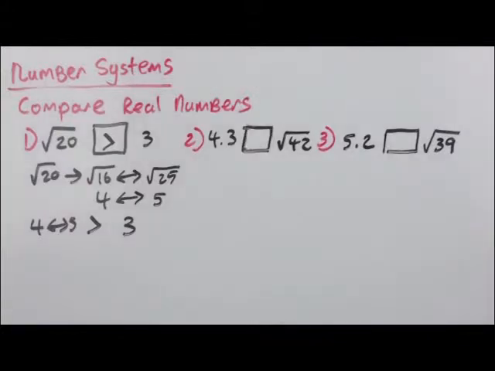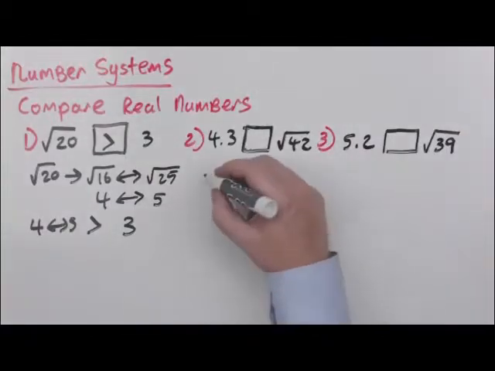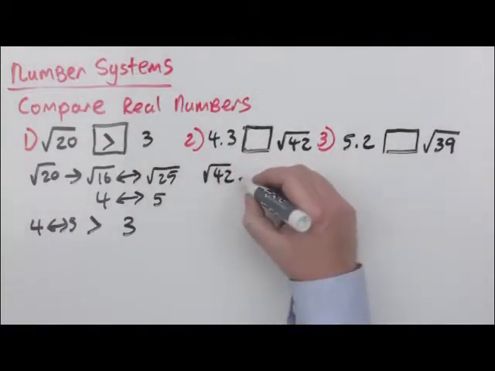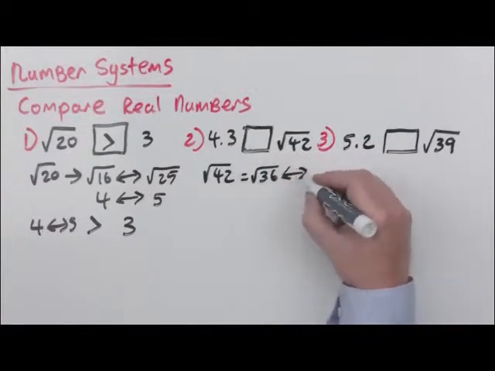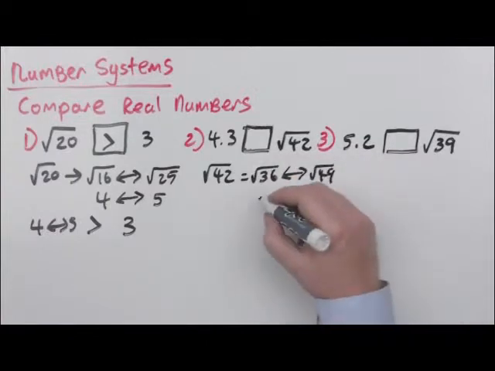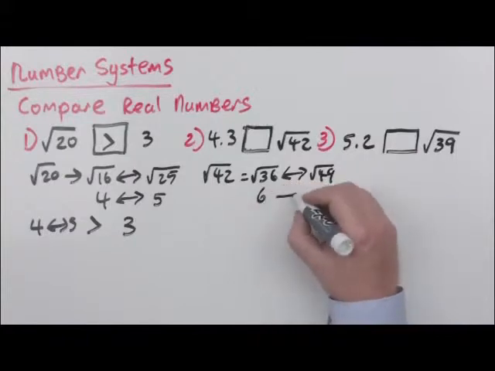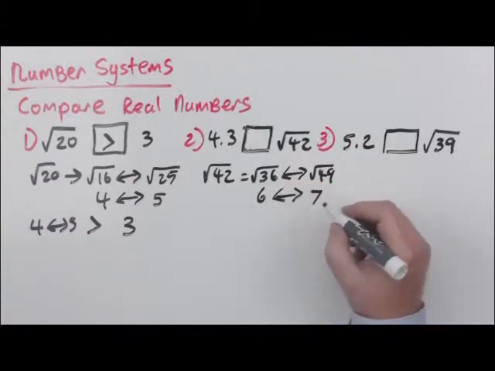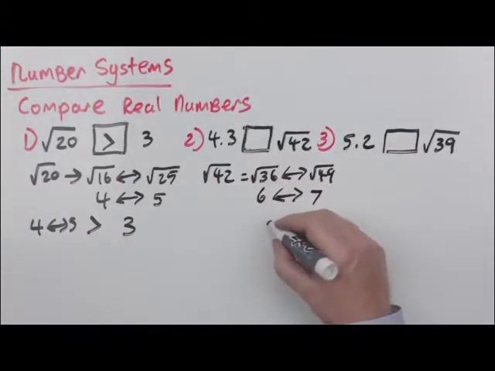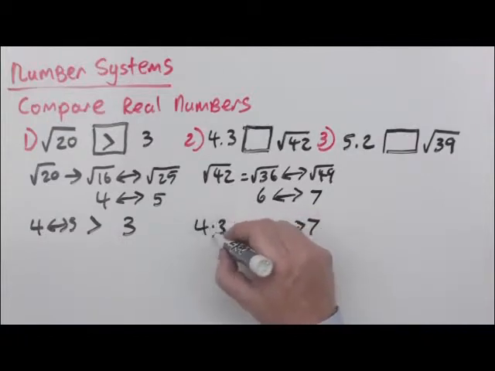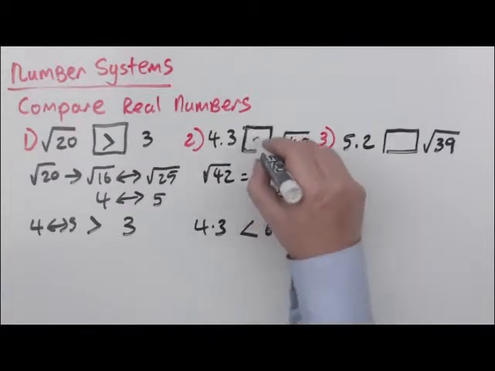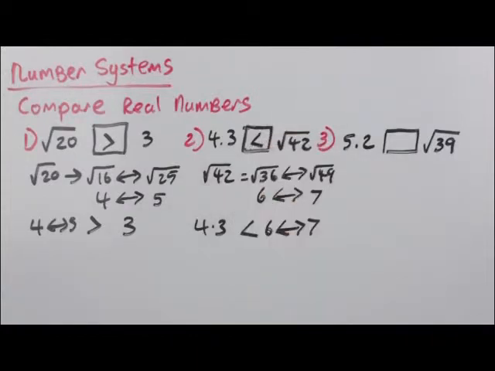Okay, let's do this again. The square root of 42. Let's think about square root of 42. That's between the square root of 36 and the square root of 49. So that would be 6 and 7. So the answer is between 6 and 7 for the square root of 42. And that would be greater than 4.3. So 4.3 is less than the square root of 42.